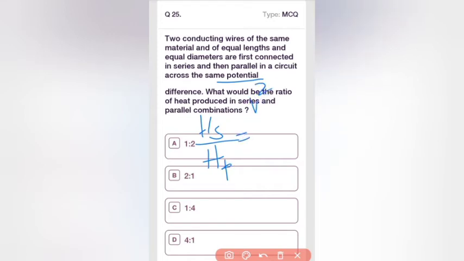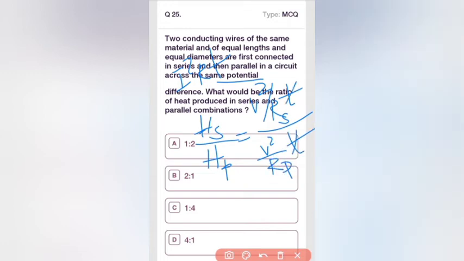So we know the formula V square by R into T. That will be another formula for the heat produced. Actually the heat produced formula is I square R T, but we don't have the current given here. So the same potential is given, so we need to use this formula. V square by Rs into T, V square divided by Rp into T. So T gets cancelled, V square gets cancelled. 1 by Rs to 1 by Rp. That means I will get Hs by Hp is equal to Rp divided by Rs.